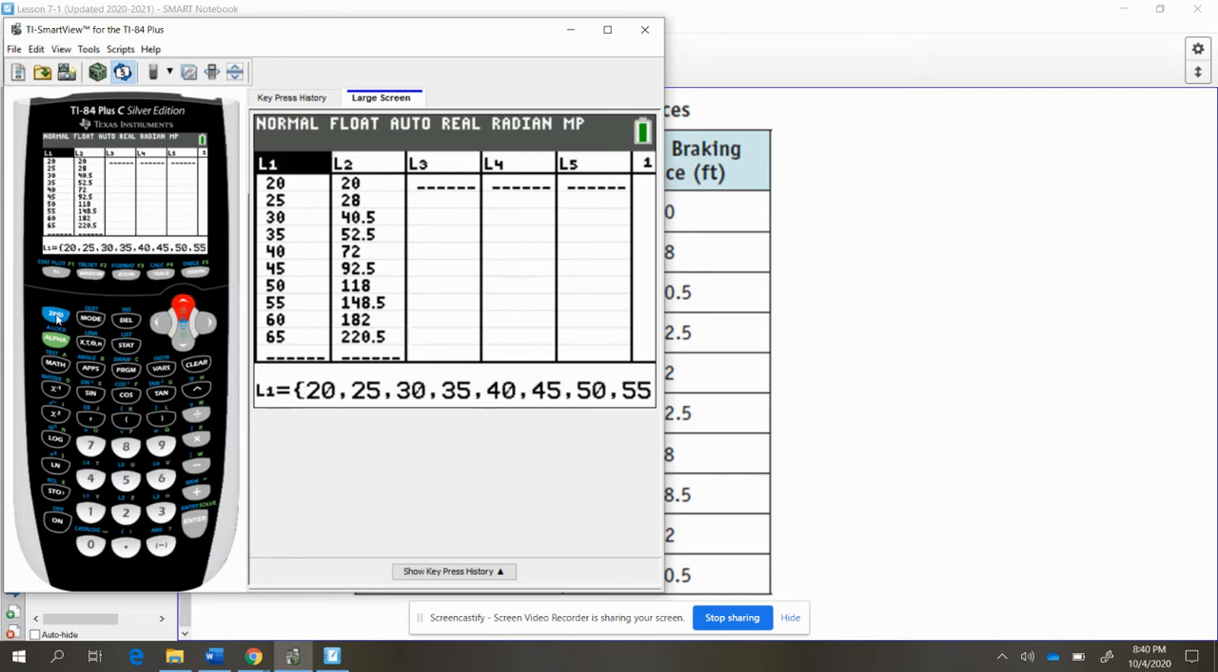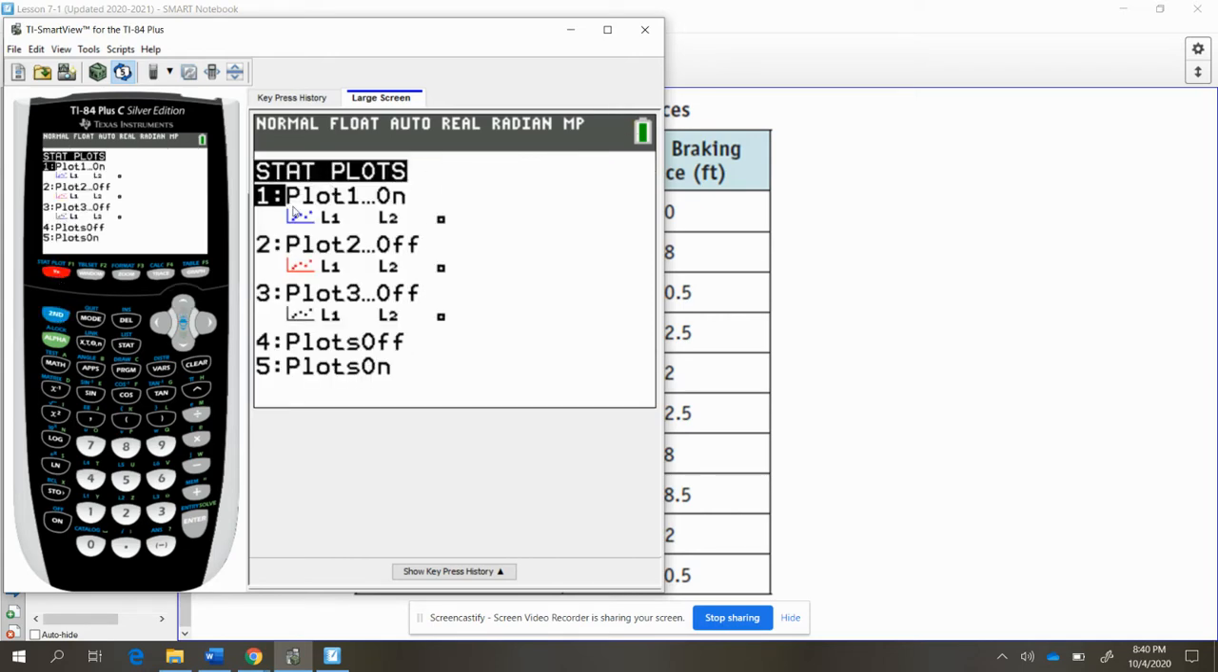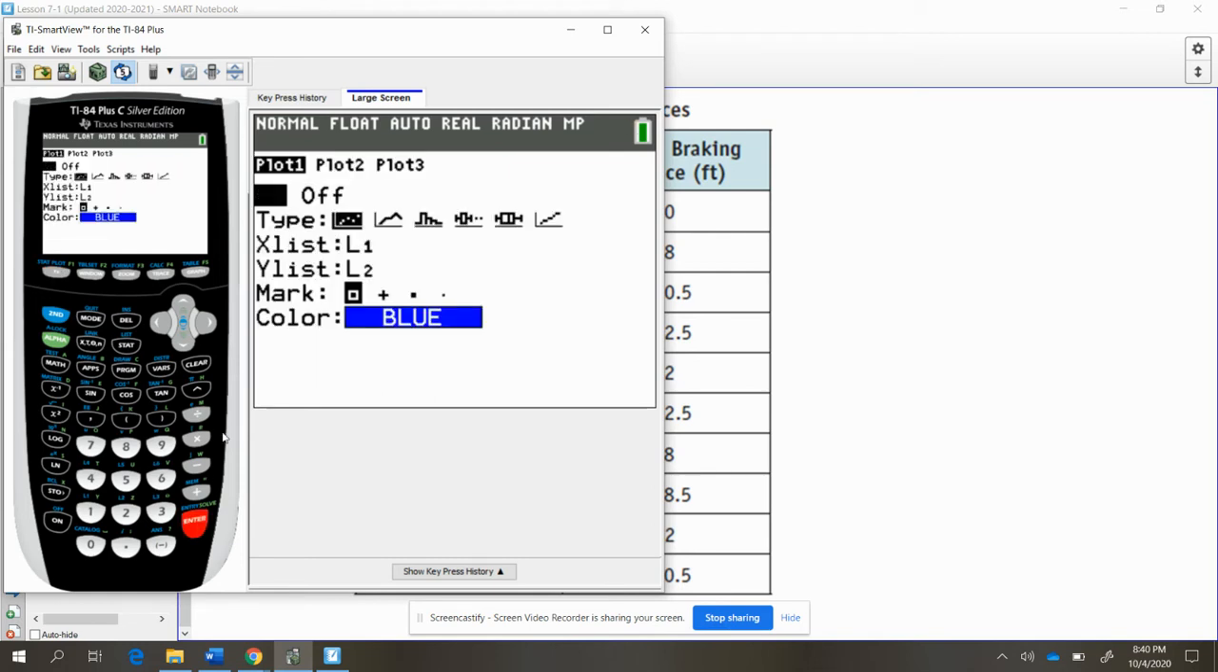The next thing we want to do is make sure we turn our stat plot on. If we do second y equals, we are going to see our stat plots menu, and then we're going to hit enter. Hopefully it's defaulted to each of these things, but if it's not, you want to make sure that you get it defaulted there. Then you can change up your markers and make sure you hit enter so that it is on. Then we can quit out of there.